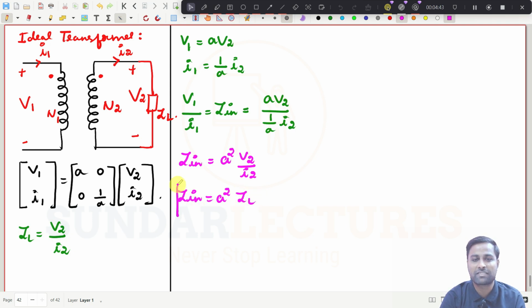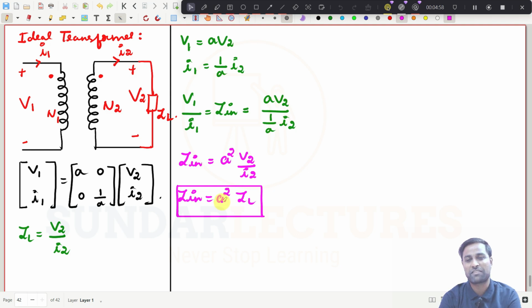Try to understand, this is very important. This secondary side impedance value can be seen from the primary side with the multiplication of A square. What is the impedance in the primary side? Simply A square times this value. What is A? It is N1 by N2, the number of turns. You divide these two, take the square of that value and multiply with ZL, and you will get the impedance in the primary side.